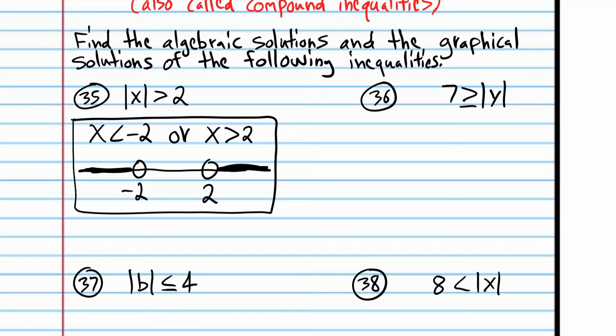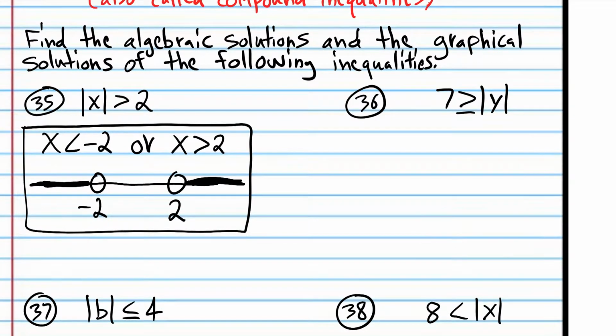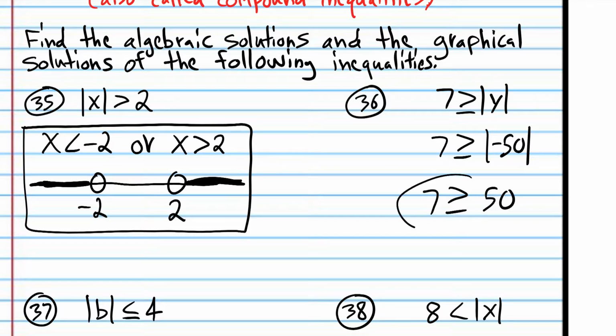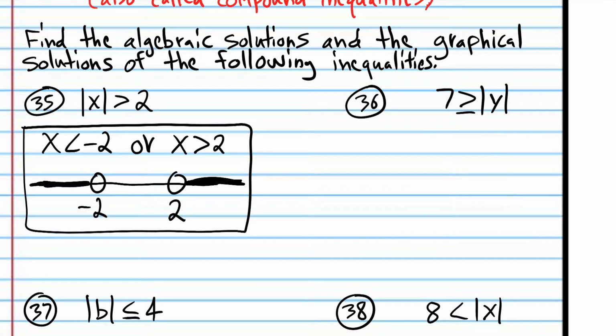Let's try plugging in 2 for y. See if that works. And absolute value of 2 is 2, so it looks like that works. Now let's try plugging in some really small values. So how about -50? That's really small. And absolute value of -50 is 50, and you can see this didn't work. 7 is not greater than 50. Let's try some really big values. So let's try +50. That's really big.